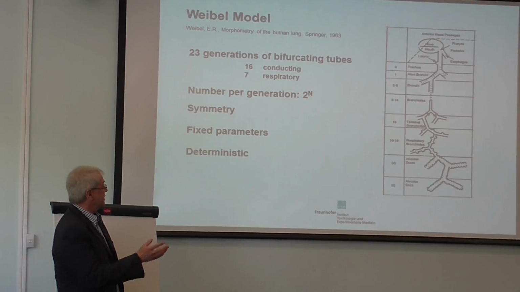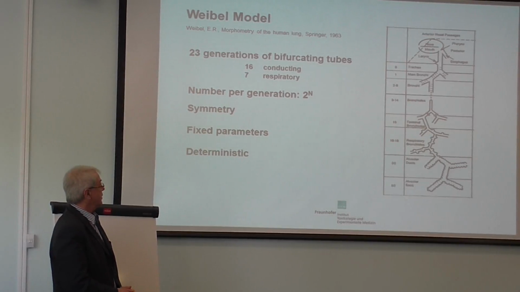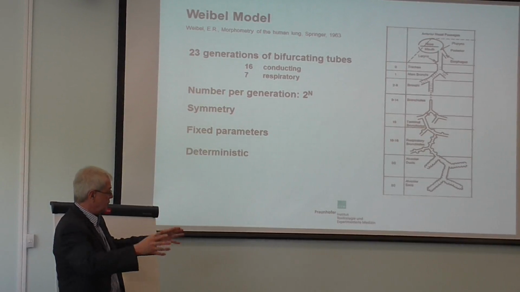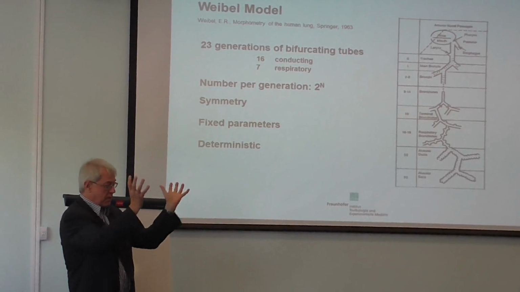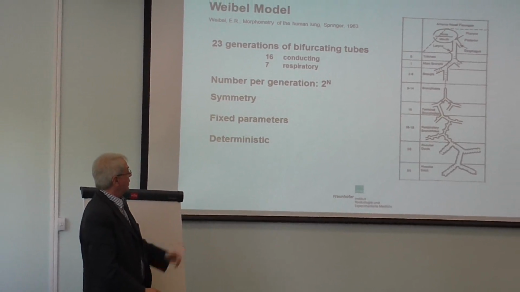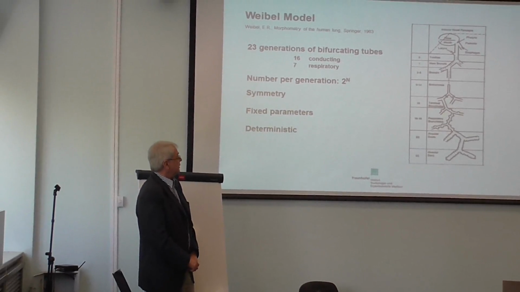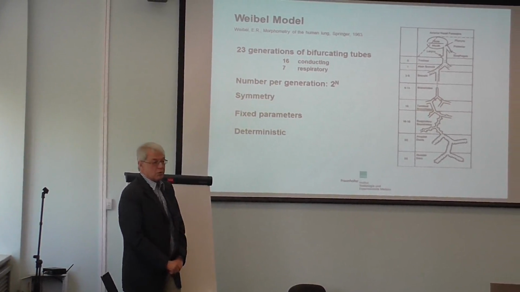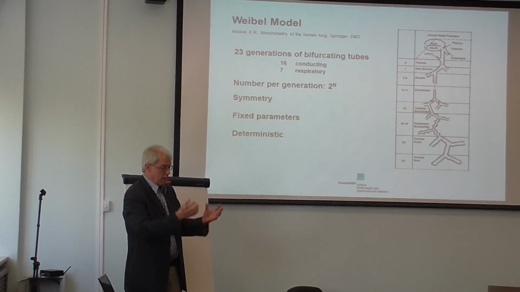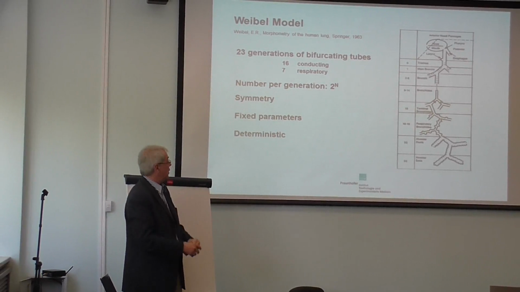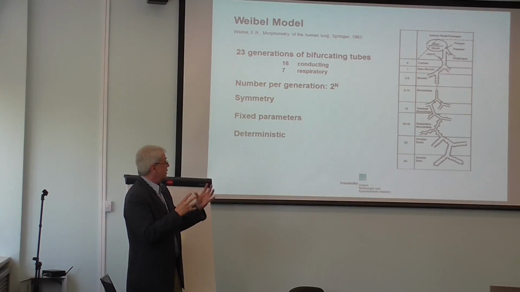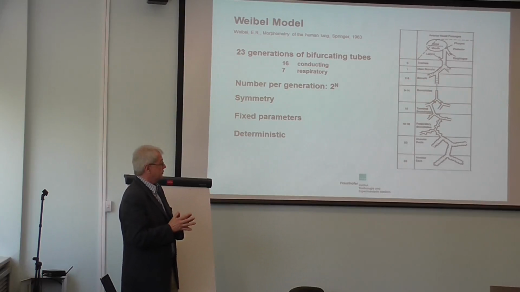So it is essentially symmetric, and it consists of 23 generations of bifurcating tubes. So we have like a tree, like the branches of a tree. And we have 16 generations which are called conducting airways, because you have more or less a defined flow, and 7 generations which are called respiratory generations, because there the gas exchange is primarily by diffusion.